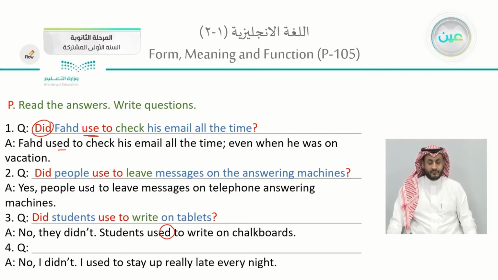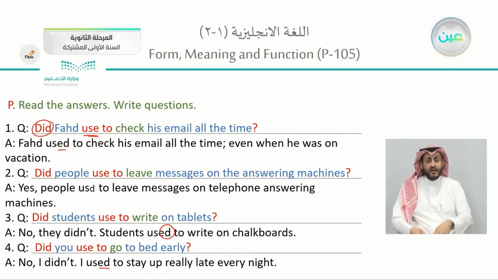No, I didn't. I used to stay up really late every night. Also, here we're having used, so we're having did. We want something that the answer will be no. Did you use to go to bed early? The opposite of late is early. No, I didn't use to go to bed early. I used to stay up really late every night. So based on the answer, you will come up with the question. You will change the sentence into a question.